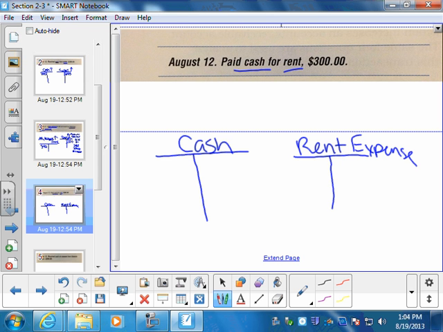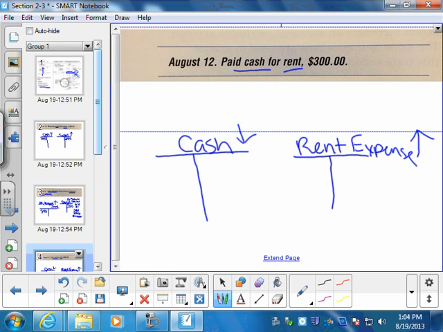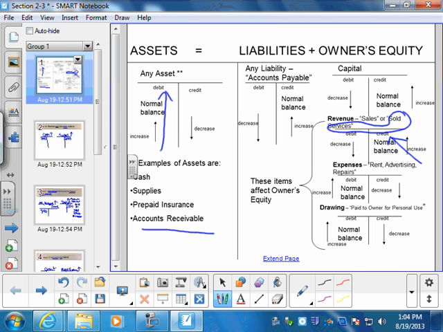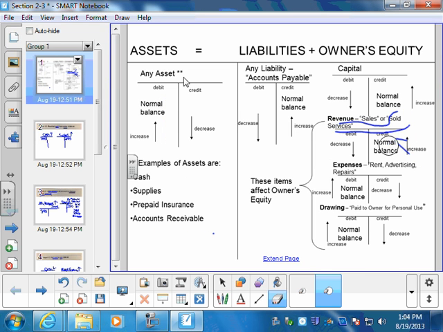We are now on page 40. So our cash went down, so we want to decrease our cash, and our expense went up because we incurred an expense, so it went up. So we want to go back to our chart and say, okay, let's erase this. Okay, so our cash went down, so we want to decrease our cash with a credit.